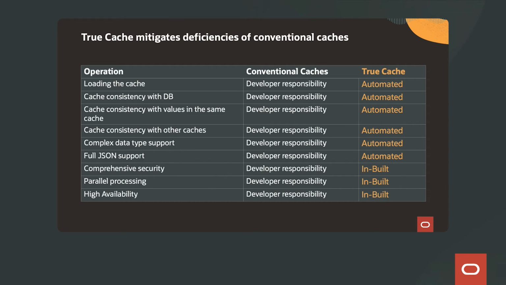True cache mitigates deficiencies of conventional caches, like loading of the data into the cache is automated. Cache consistency with database is automated with true cache. Cache consistency with values in the cache is automated with true cache. Cache consistency with other caches is also automated with true cache. It supports complex data type. It has full support for JSON. Comprehensive security is all inbuilt. It supports parallel processing and high availability to provide for enterprise-grade features.